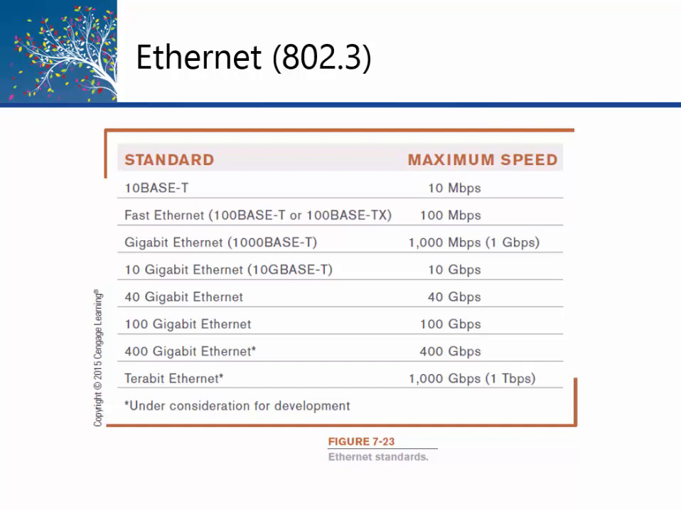Right, 10 megabits per second, 1,000 megabits per second, which is a gigabit, 10 gigabits or 10,000 megabits, 40 gigabits, 100 gigabits, 1,000 gigabits, which is a terabit. All right, so we've got lots and lots of bits per second, different speeds, but these all fall under the Ethernet protocol, which happens to be 802.3.